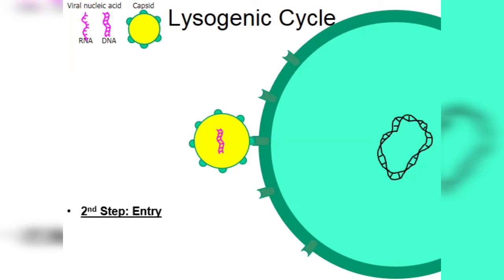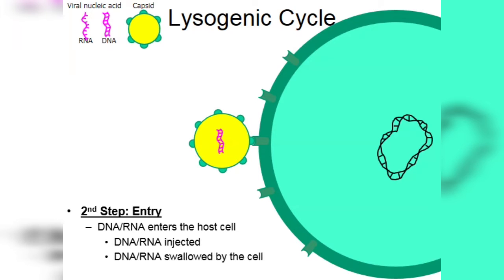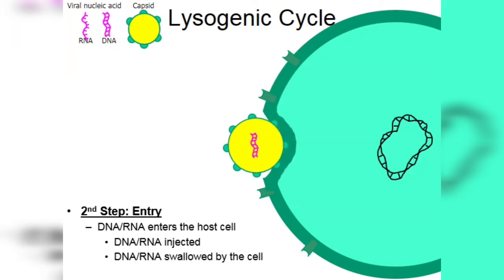So when we move on into the second stage of the lysogenic cycle, that's called entry. Like the name implies, the nucleic acid, the genetic material, the DNA or the RNA of the virus is going to enter the host cell. This happens usually in one of 2 ways. One is that the nucleic acid is literally injected into the host cell. This animation, however, is going to follow the other way. And that is that the entire virus is swallowed into the cell.